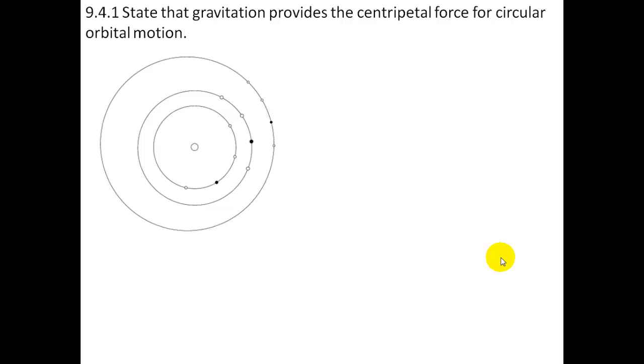State that gravitation provides the centripetal force for circular orbital motion. Now we know that planets go around the Sun in orbits. We also know that the velocity must be changing. How do we know that the velocity changes? Because velocity is a vector. A vector has direction. If the direction is changing, then the velocity is changing.